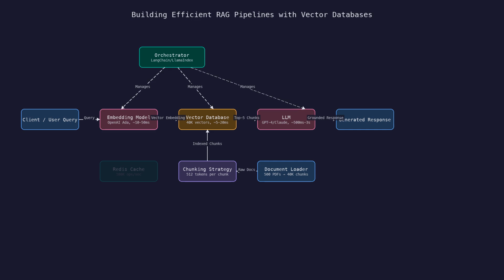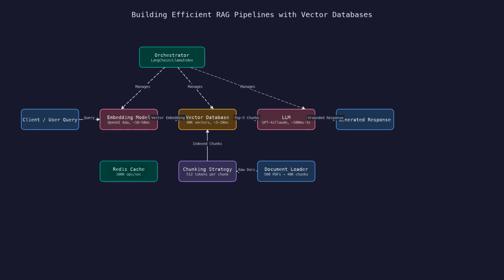Step 4. Storage. All 40,000 vectors go into a vector database, Pinecone, Weaviate, or Chroma, optimized for similarity search across high-dimensional vectors. Step 5. Query time. A user asks, what are the termination clauses? The query gets embedded. Similarity search finds the top 5 most relevant chunks in 5 to 20 milliseconds. Those chunks get injected into the LLM prompt. The LLM generates a grounded answer citing specific contracts by name and page. Accurate answer from 500 documents in under 3 seconds.